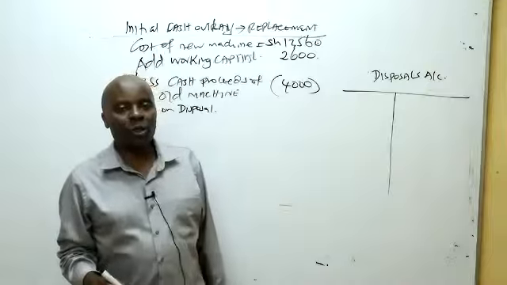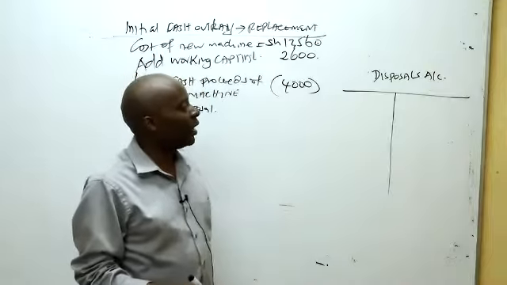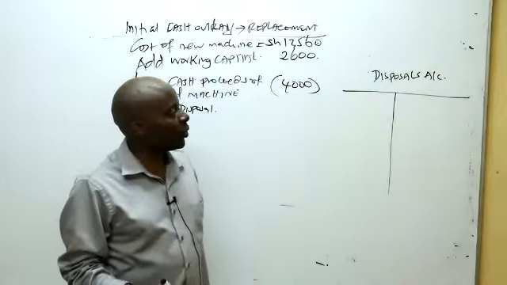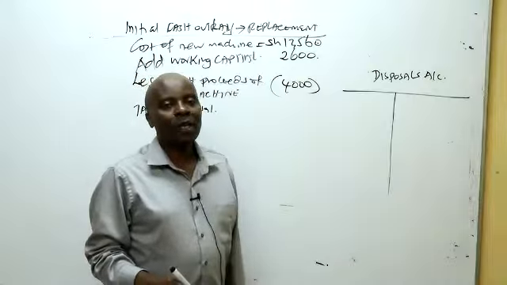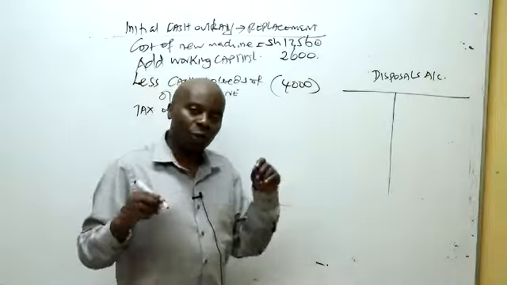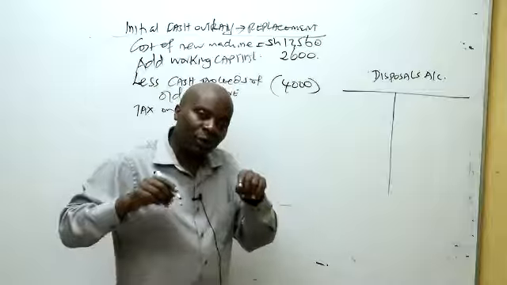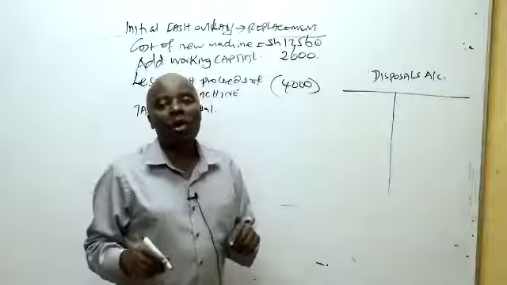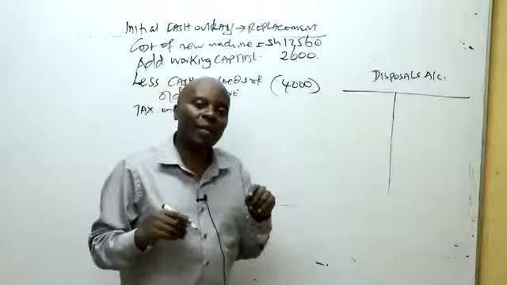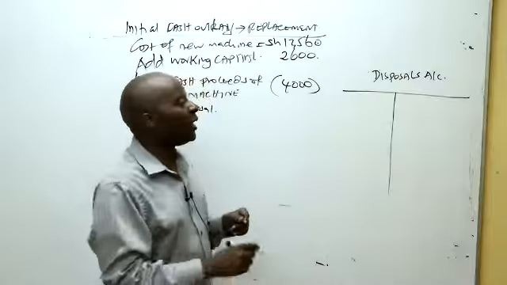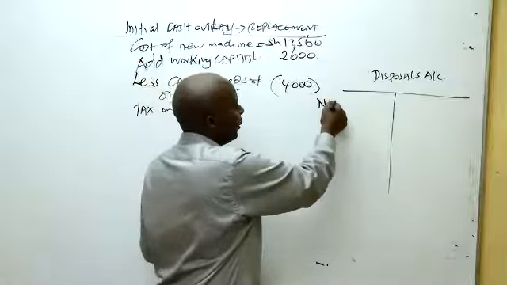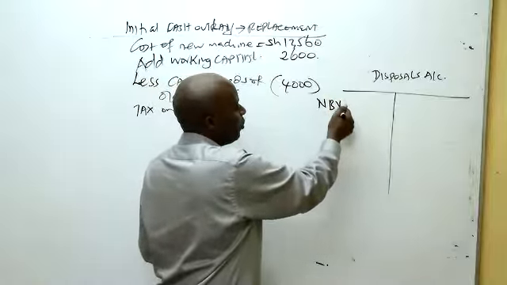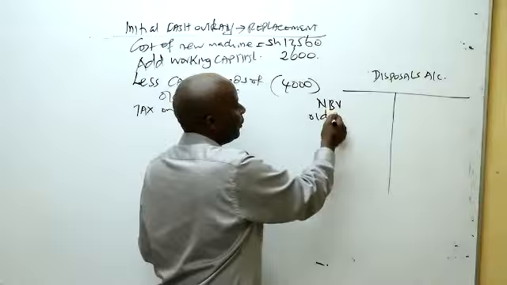So disposals account, ladies and gentlemen, what do we have here? I would want to know, this old machine that I'm going to dispose, am I going to make a profit out of it, or in this case am I going to make a loss out of it? So I need the net book value of the old machine.